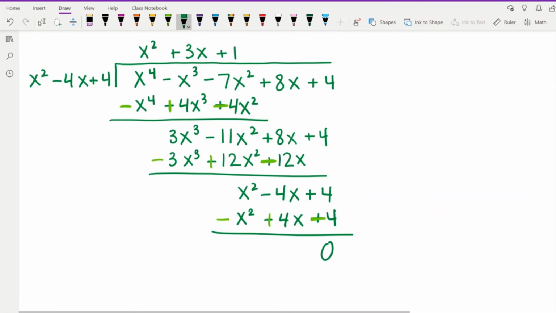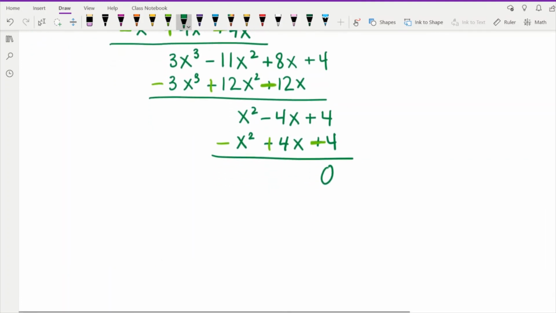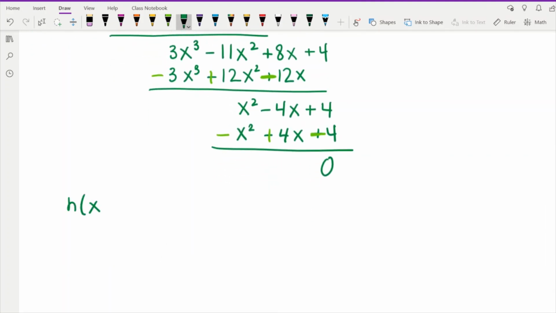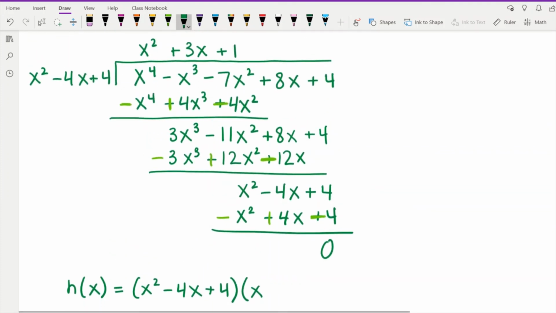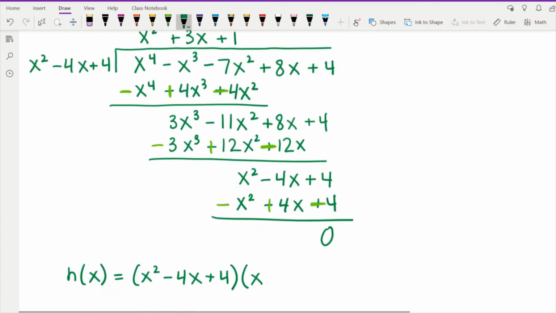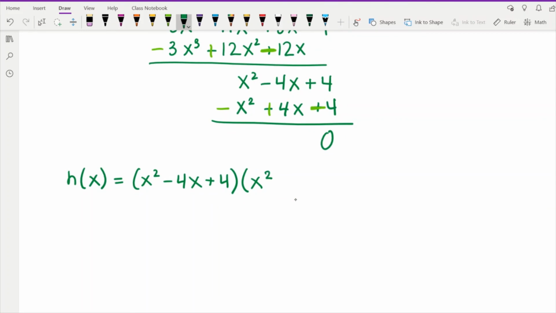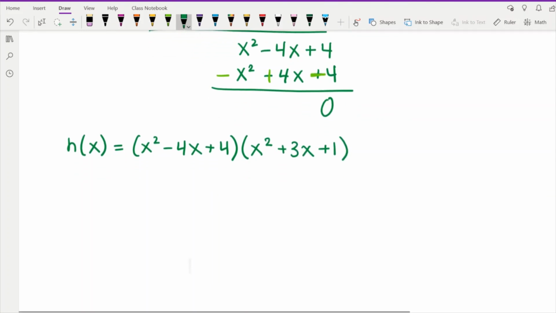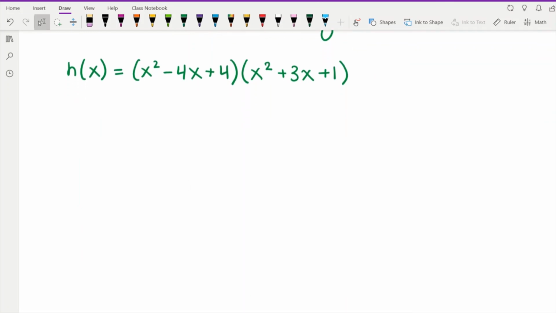So this now tells us that our polynomial can be written as x squared minus 4x plus 4. That was the part we already knew. But now we have our answer here. So we know that the other missing factor was x squared plus 3x plus 1. Okay, so now to find the zeros, we want to take this whole thing and set it equal to 0.